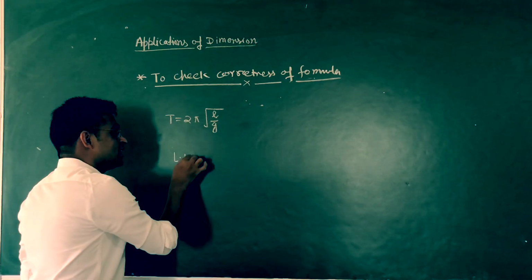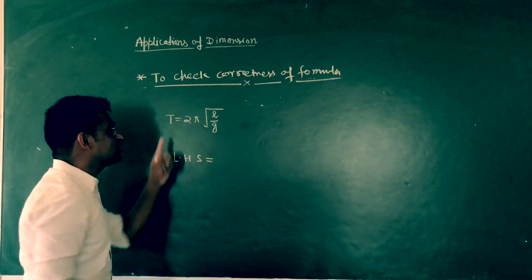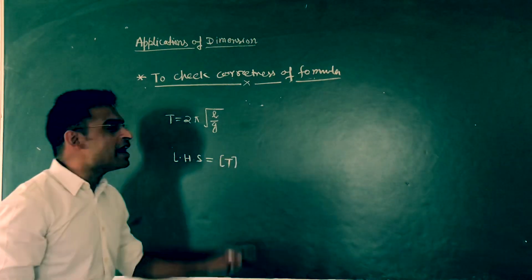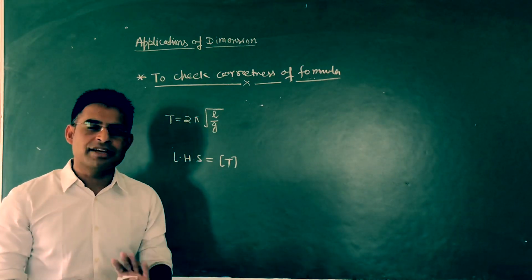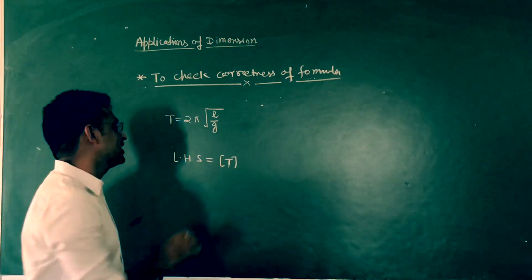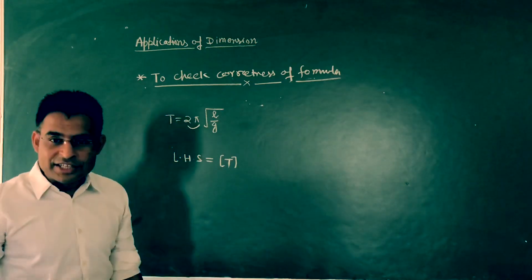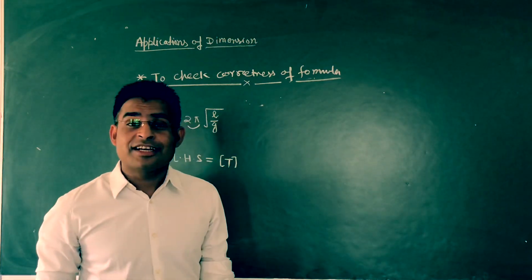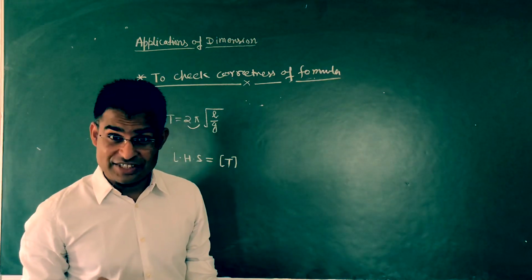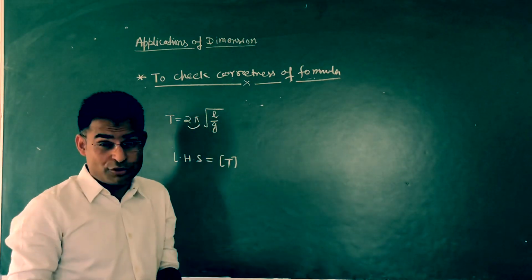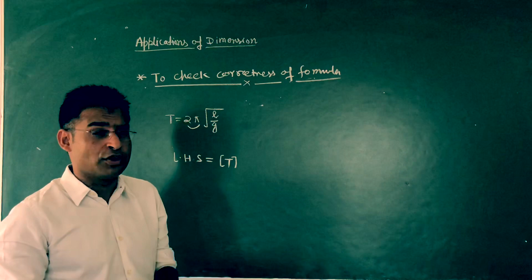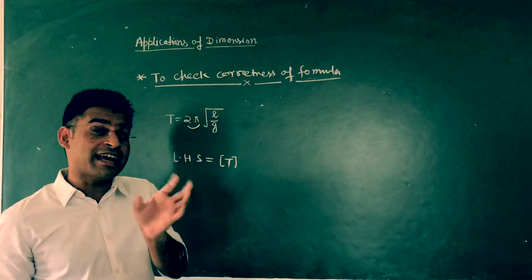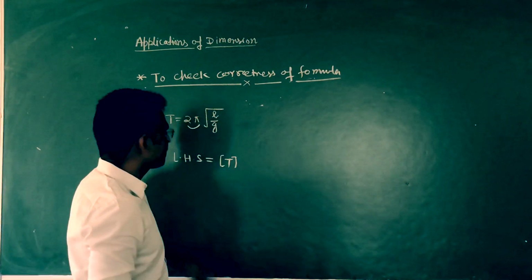On the left hand side, LHS, this is time. The time dimension you already know is capital T. And this 2 pi is a constant, and in dimensions we never care about constants. Whatever constant is there, we neglect it. This is a disadvantage of dimensions. We always neglect dimensionless constants like 2 pi. In place of 2 pi, if there were 4 pi, 8 pi, or 20 pi, we don't care. Whatever constant is in the formula, dimensionally we neglect it. So forget about this 2 pi.